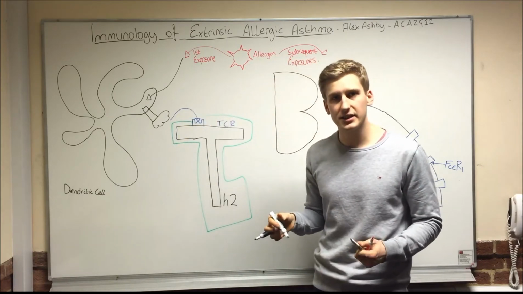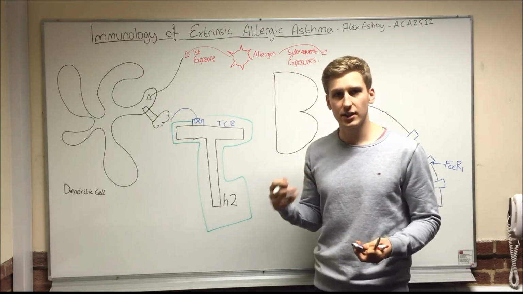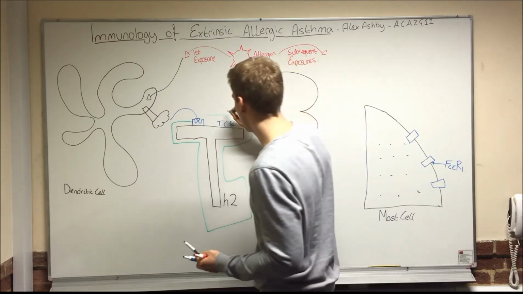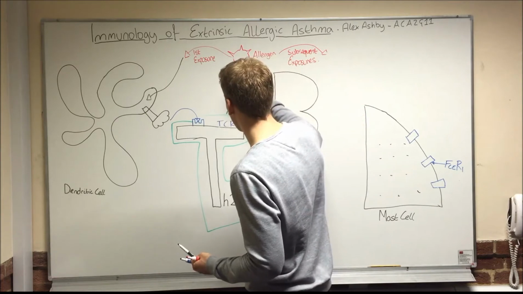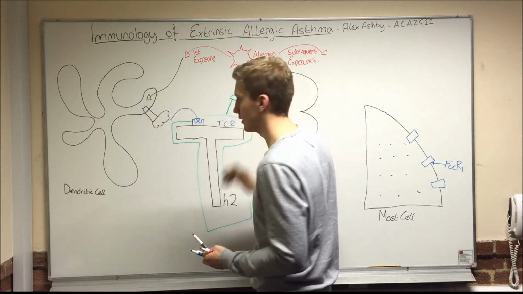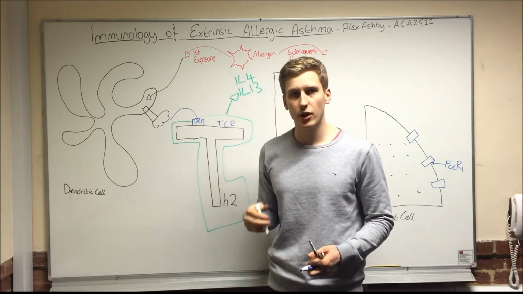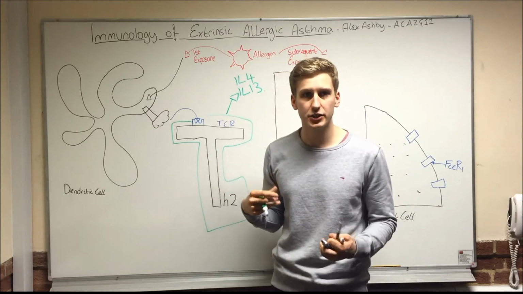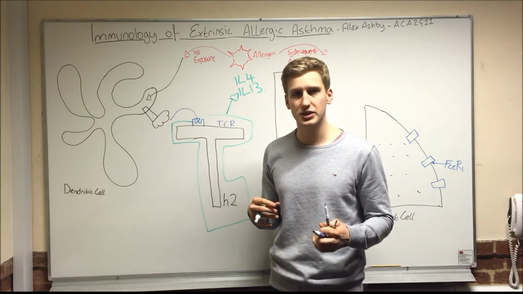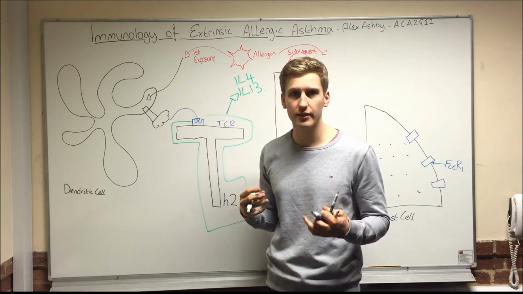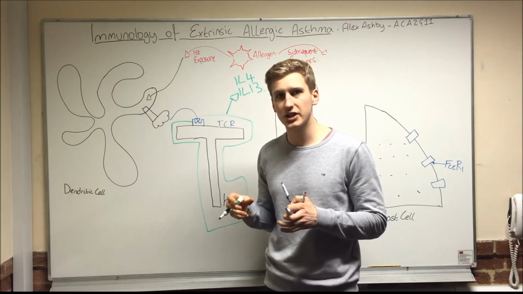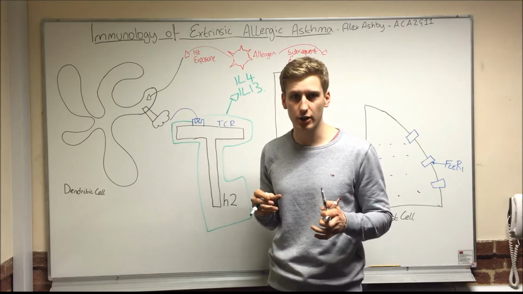Now, activated Th2 cells secrete cytokines, IL-4 and IL-13 most importantly. So they secrete IL-4 and IL-13. Now these cytokines are involved both in the activation of B cells, the other lymphocyte in the blood, to plasma cells, which means that they start secreting immunoglobulin, and they're also involved in the class switch of this immunoglobulin to IgE rather than any other immunoglobulin.